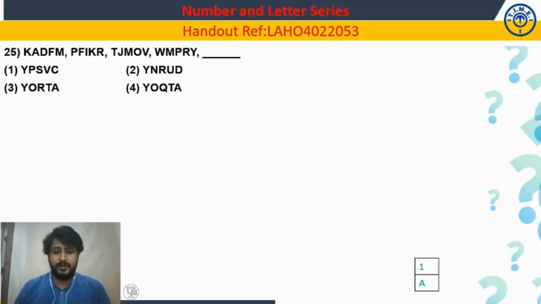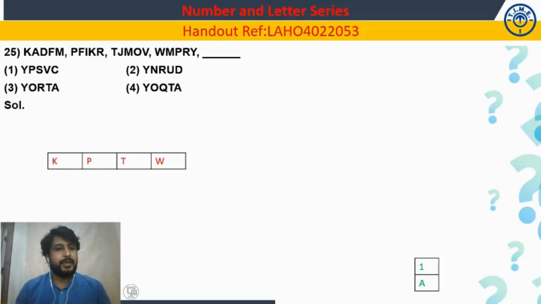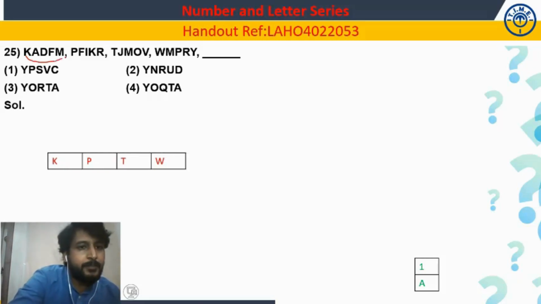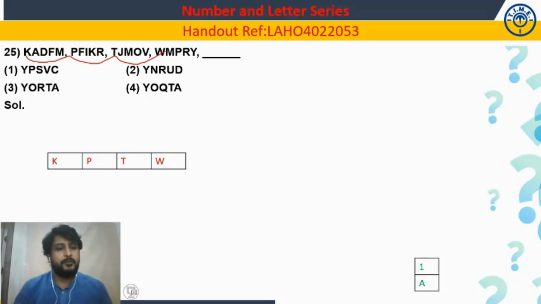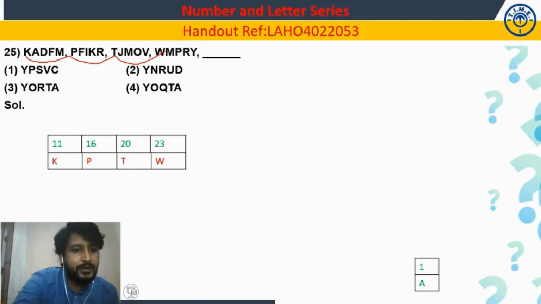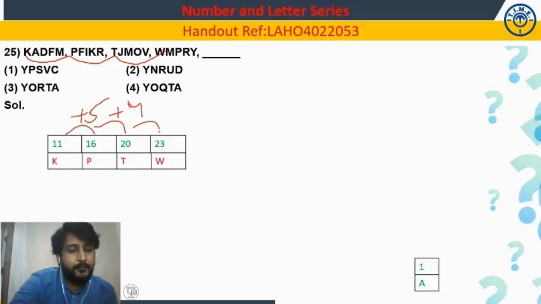Identifying the logic in the first set of letters. Now go ahead with the first set of letters. What are the first set of letters? K, P, T, W. K's place value 11, P's place value 16, T's place value 20, W's place value 23. 11, 16, 20, 23. What is the logic here? Plus 5, plus 4, plus 4 and plus 3.